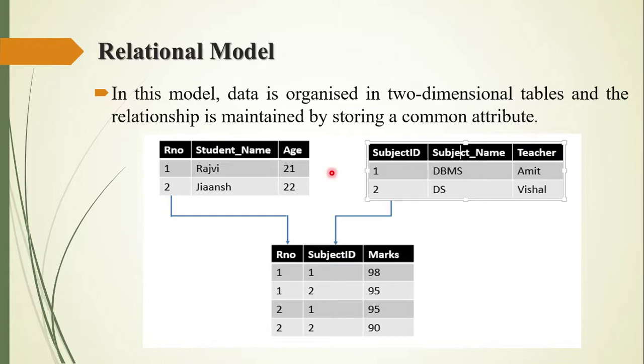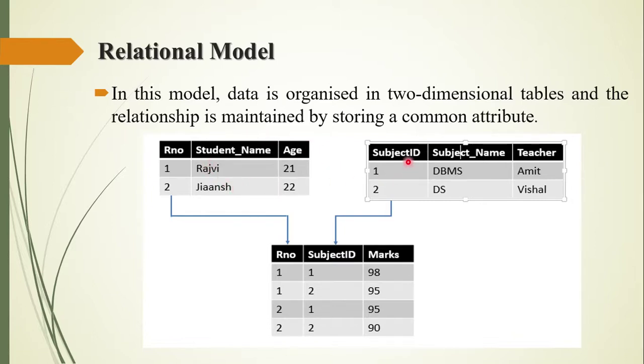Now next is the relational model. In this model, data is organized in a two-dimensional table. So data are represented in table form, and the relationship is maintained by storing a common attribute. See here we have two tables. First table is student and second table is subject. Students have a roll number, student name and age, and we have two rows. Roll number 1 Rajvi, age is 21. Roll number 2 Jians, age is 22. So this is our one table.